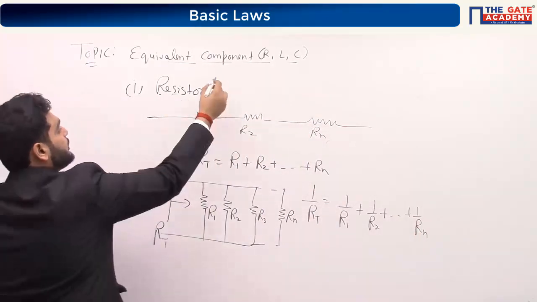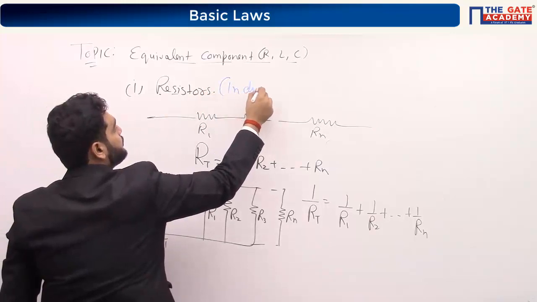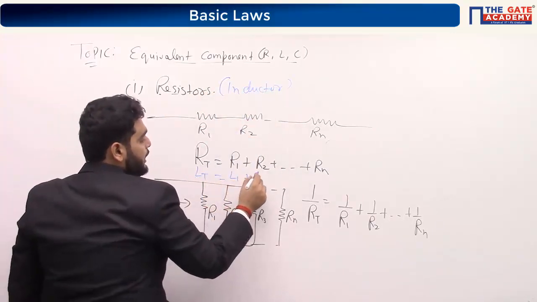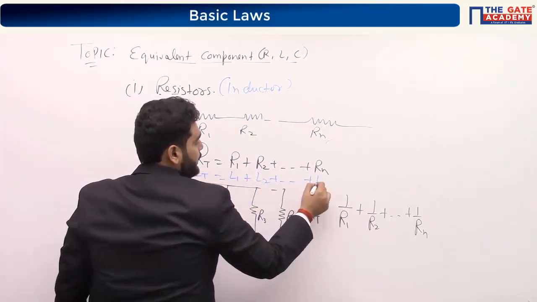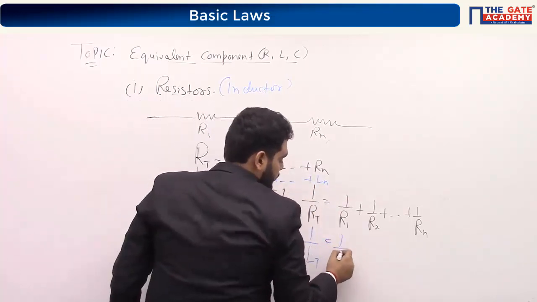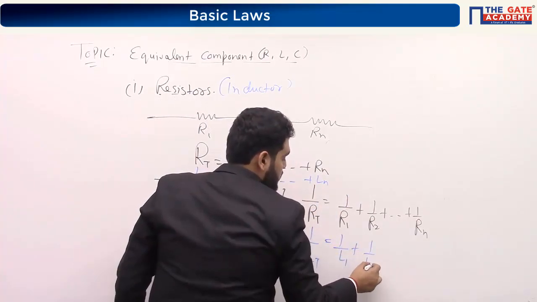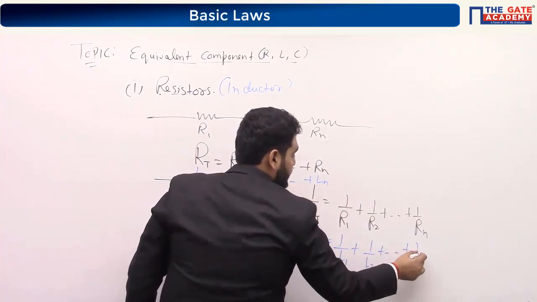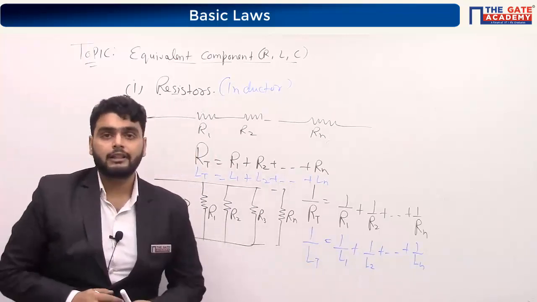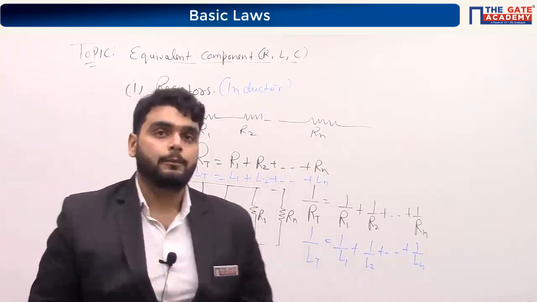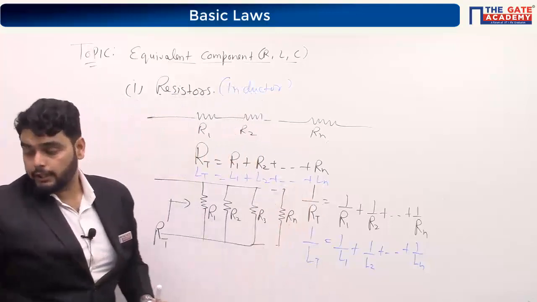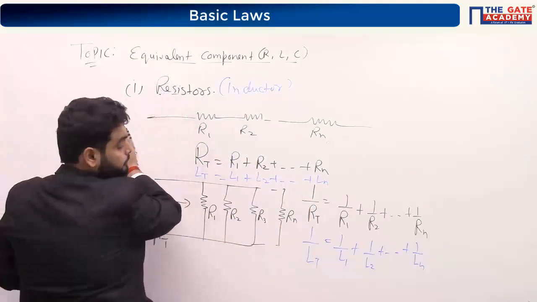Same is the case for inductor also. In inductor, I can say total inductance is L1 plus L2 till Ln, and in parallel the reciprocal also will be 1 upon L1, 1 upon L2, up to 1 upon Ln. So the same case is for the resistor and the same case is for the inductor. The important thing now is for capacitor. In the capacitor, the formula is opposite.